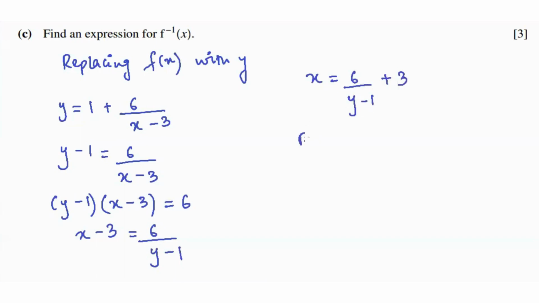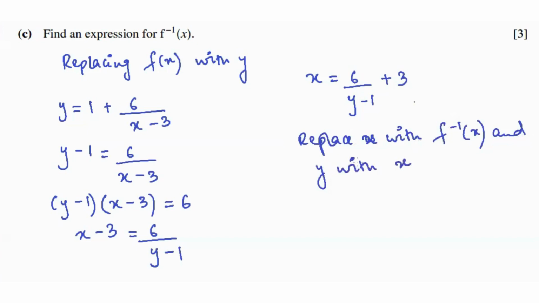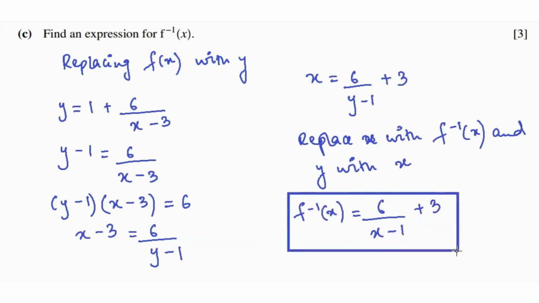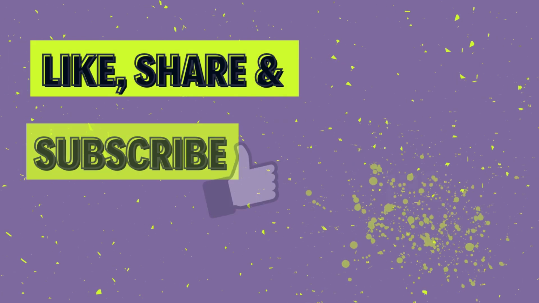Now, the next step is to replace x with f inverse x and y with x. So that means f inverse x equals 6 over x minus 1 plus 3. That is going to be your inverse function.